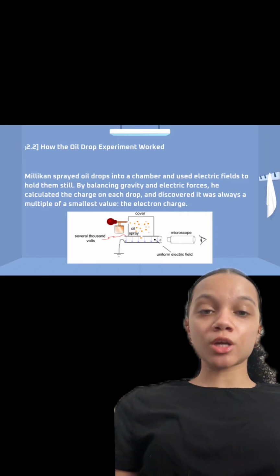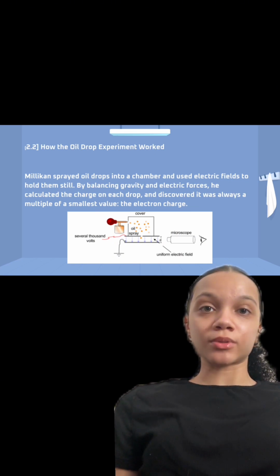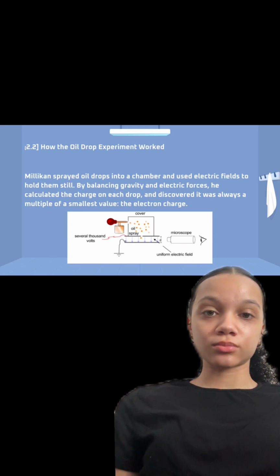So how did the oil drop experiment work? In the experiment, Millikan used electric fields to suspend tiny oil drops by balancing the forces. He found the charge on each drop was always a multiple of the same tiny value, the electron charge.